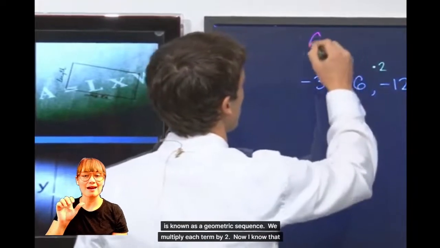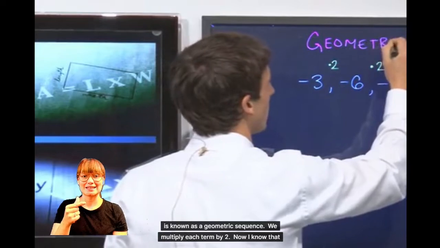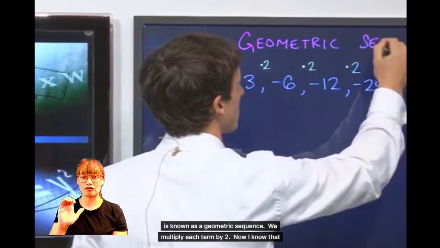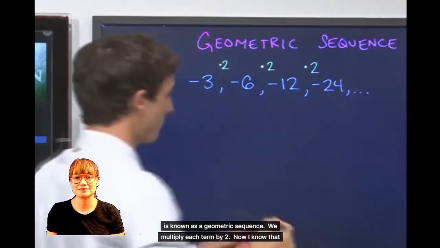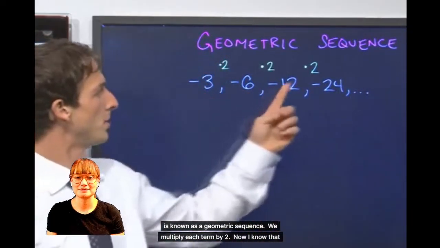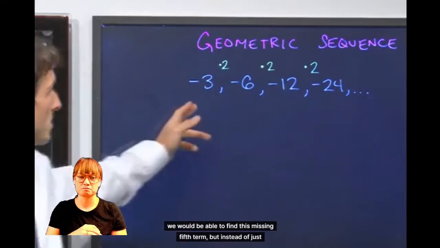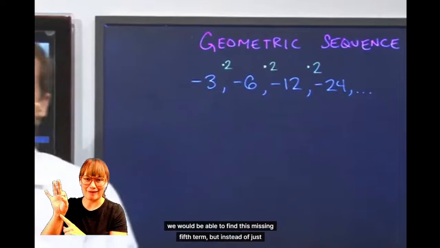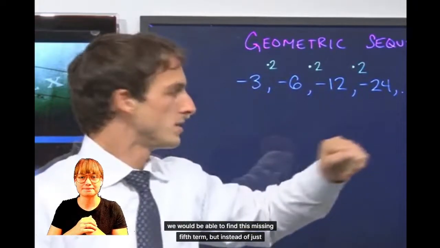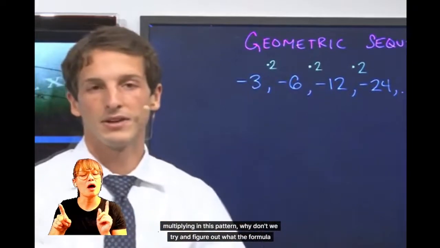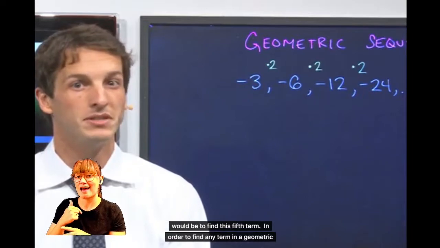This is what is known as a geometric sequence. We multiply each term by 2. Now, I know that we would be able to find this missing fifth term, but instead of just multiplying in this pattern, why don't we try and figure out what the formula would be to find this fifth term?